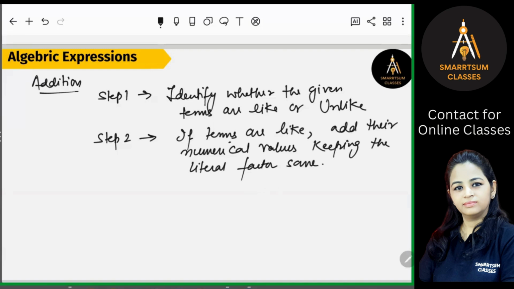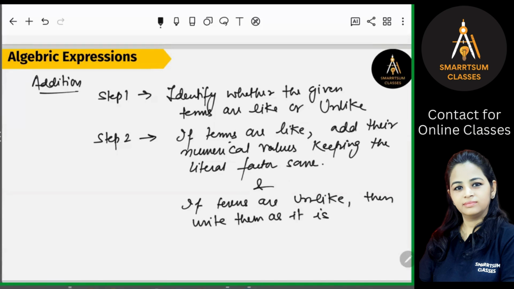And if terms are unlike, then write them as it is. Means we cannot further simplify them. Is that clear? So these are the steps we have to follow whenever we are doing addition.